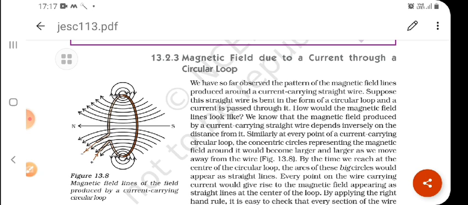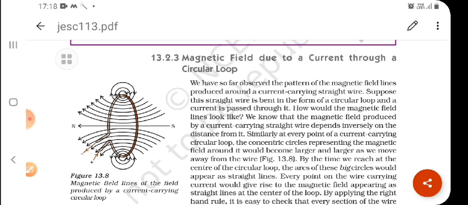So here, what is the formation? The strength of the magnetic field is inversely proportional to the distance from it. So the greater the distance, the lower the strength becomes. So the strength of the magnetic field produced by the current carrying circular loop is inversely proportional to the distance. The second factor is that the magnetic field at a point is directly proportional to the current passing through it. The magnetic field is proportional to the current and inversely proportional to the distance.